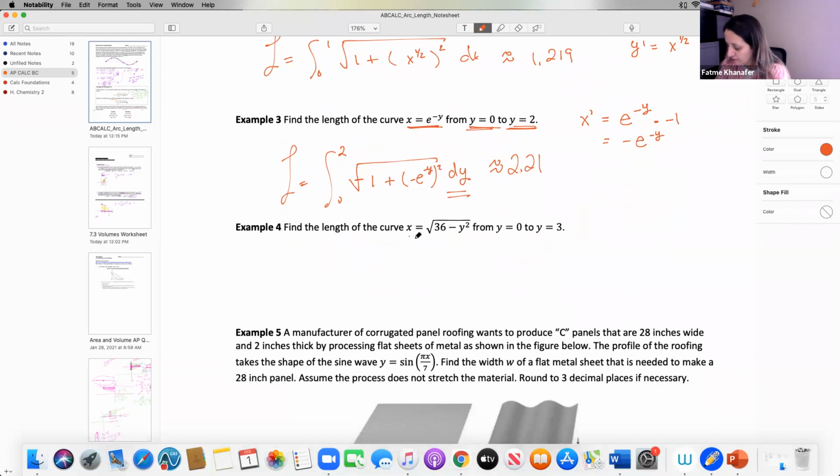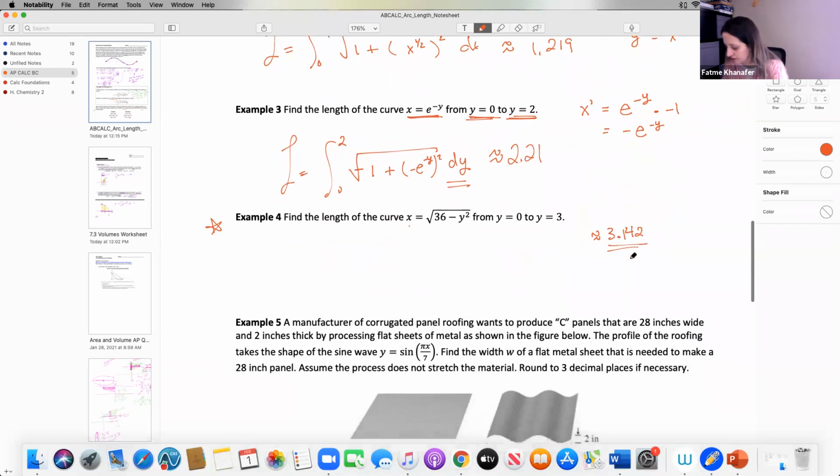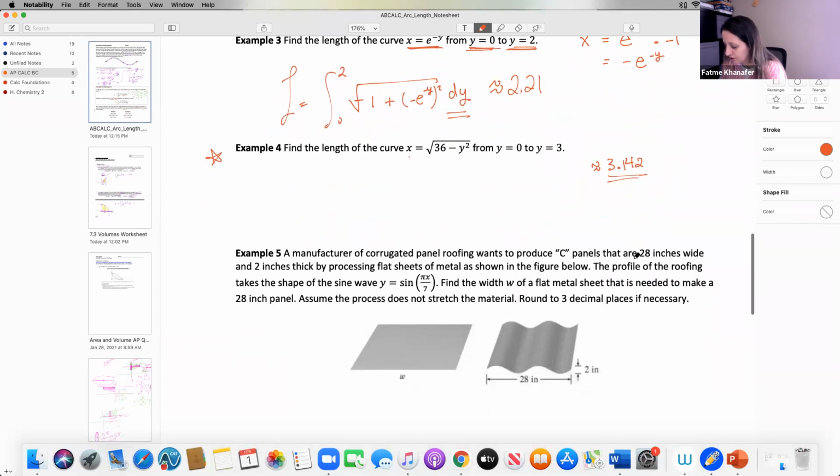All right, I'll leave you guys to figure this one out. The final answer in the calculator is going to be 3.142. Just to double check, if you have any questions, you can ask about it in class tomorrow.